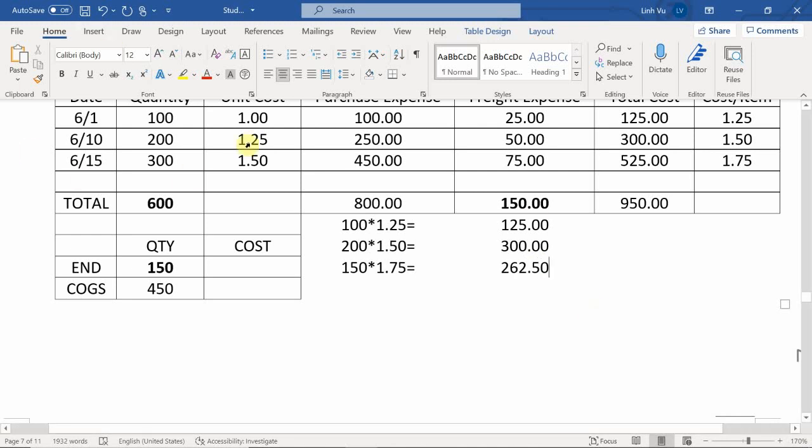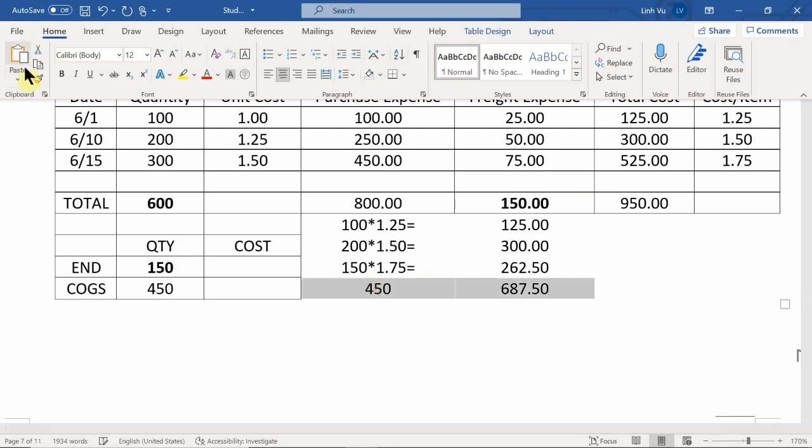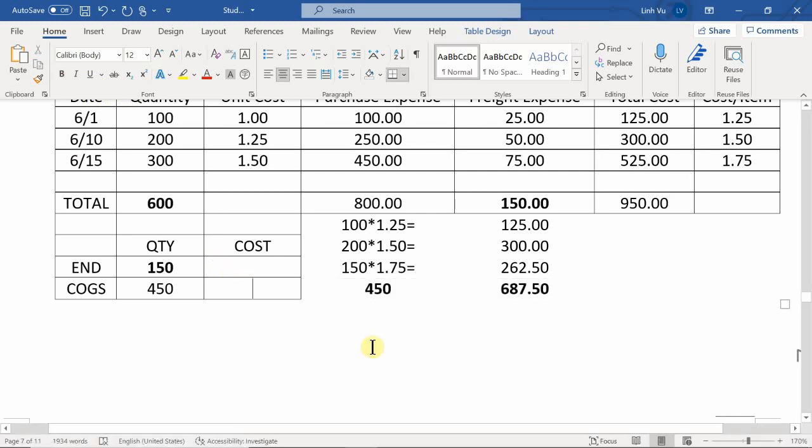So give me my grand total here. I have a total of 450 that I sold at a total cost of 687.50. Once again, we're going to plug those numbers in here. So for selling 450 units, it cost me $687.50. Therefore, what is my total ending balance?